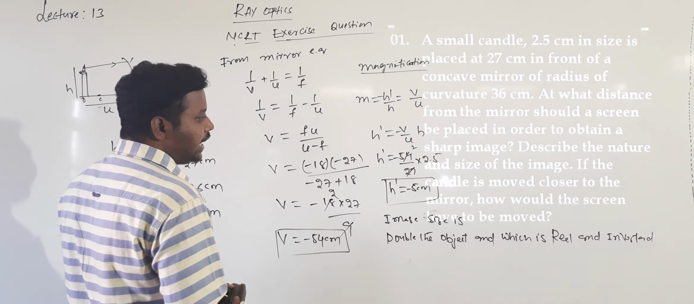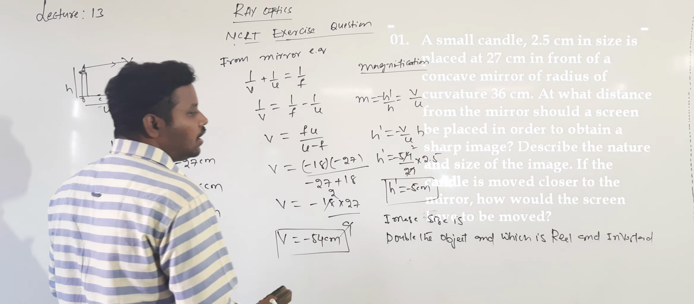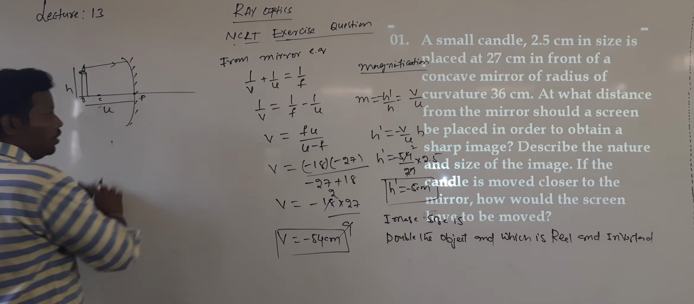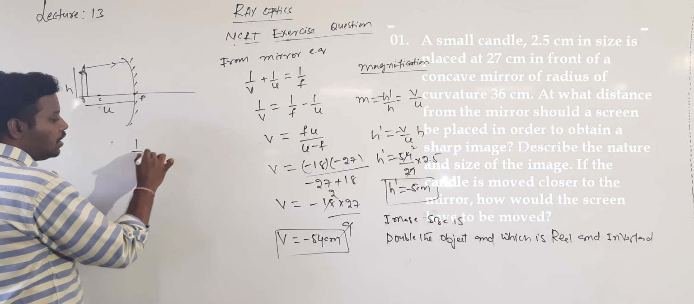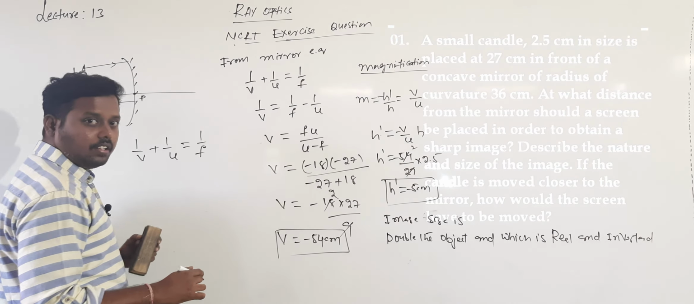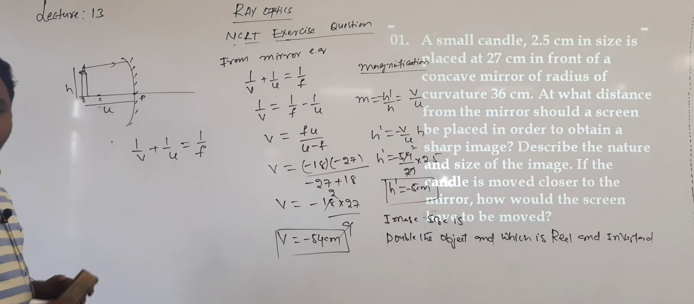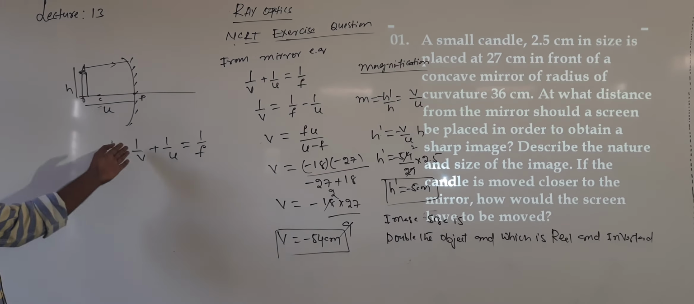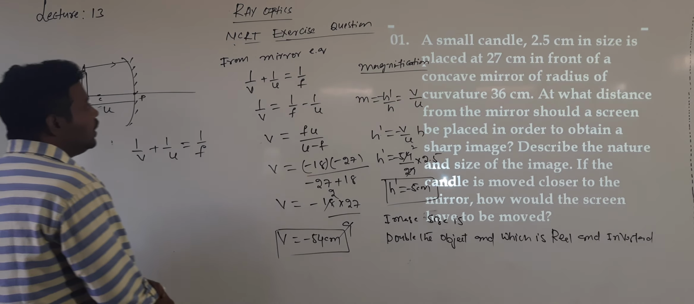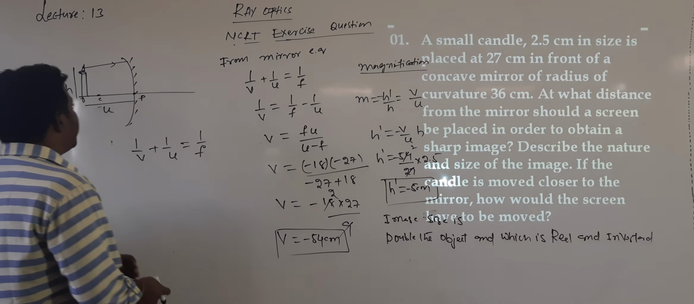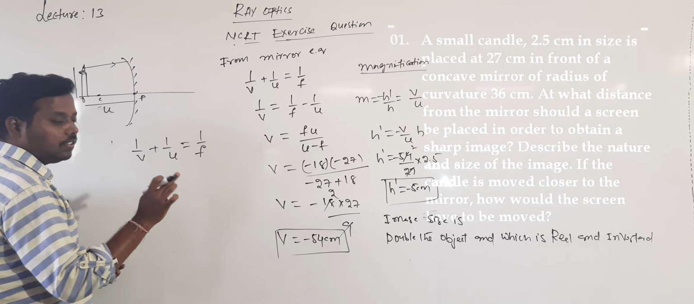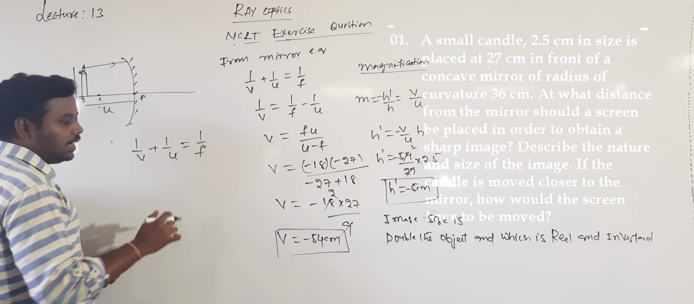Now the third one they are asking is: if the candle is moved closer to the mirror, how would the screen have to move? To know this, what is the relation? 1/v + 1/u = 1/f, the formula for a concave mirror. Here v, u and f values are all negative for a concave mirror. If I apply the sign convention also, I will get the same formula.